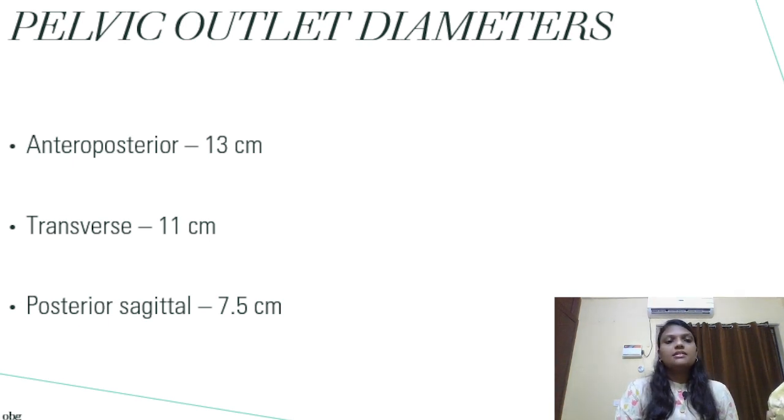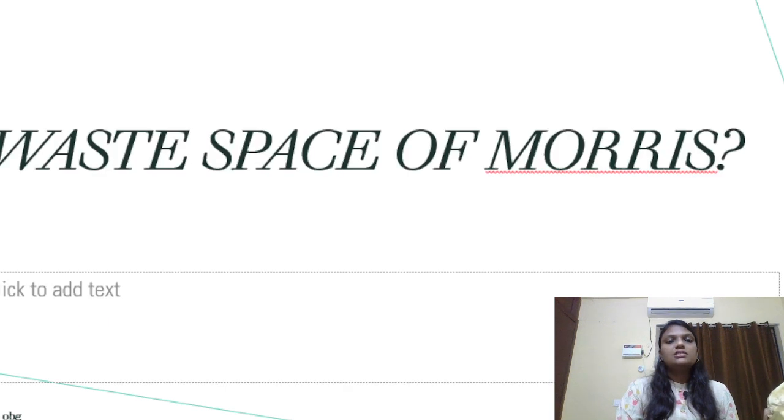Now let us see an interesting phenomenon called the waist space of Morris. What is the waist space of Morris? The circumference of a well-flexed head will be around 9.5 centimeter. Consider the head of the baby to be a ball; a ball of circumference 9.5 centimeter has to be delivered through this pelvis. The waist space of Morris is the space between the pubic arch and the head of the baby during the delivery.